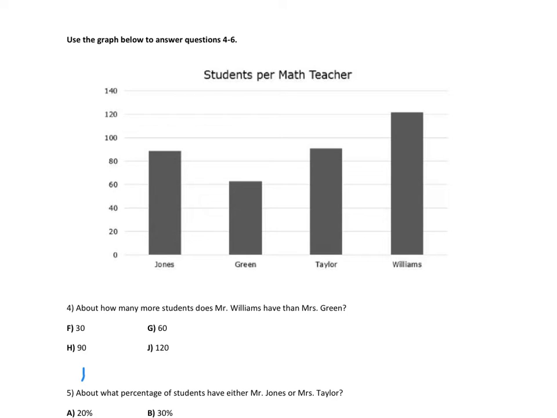Williams minus Green. So Williams is 120. Green is 60. So about 60 more. You good with that?